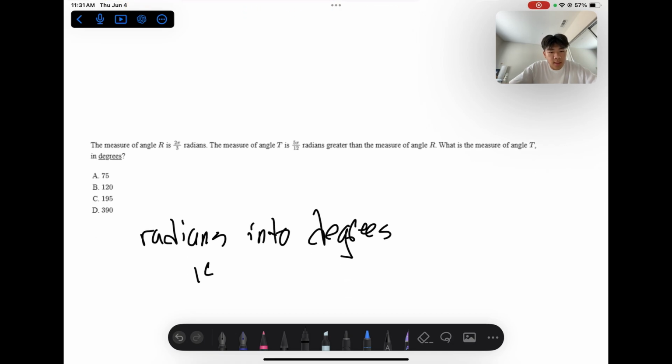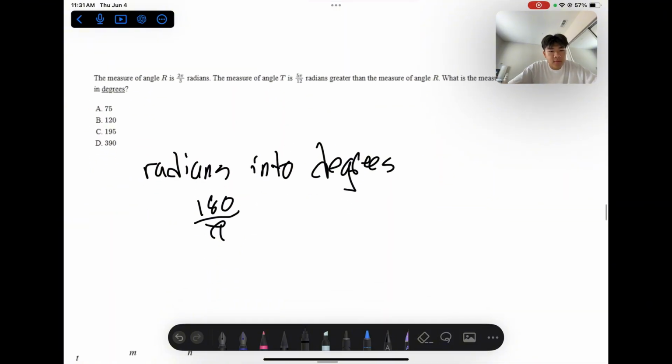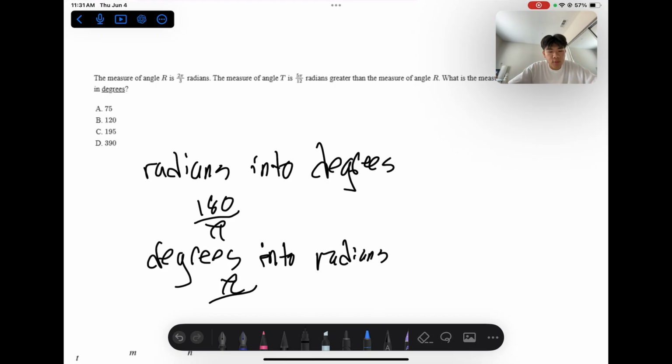That's 180 over pi. And if you want to convert degrees into radians, it's just the reciprocal. It's pi over 180. So you should memorize this. It's honestly pretty easy to memorize. Just memorize it and you'll be good for these type of questions. But if you don't memorize this, then you won't really know how to solve these types of questions.